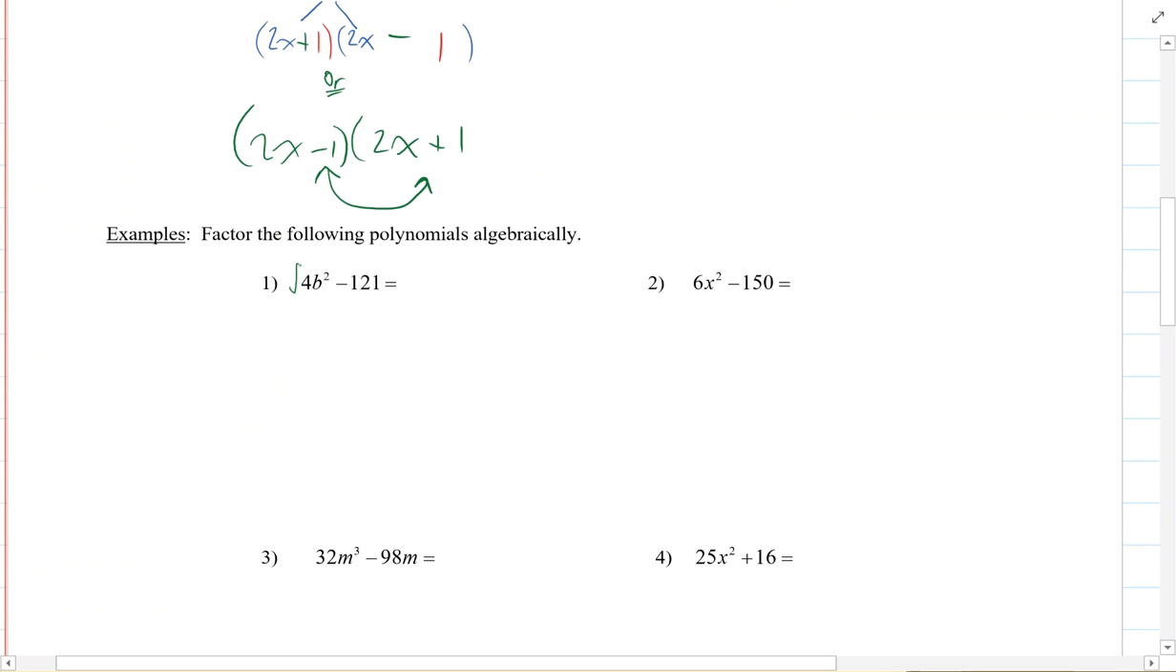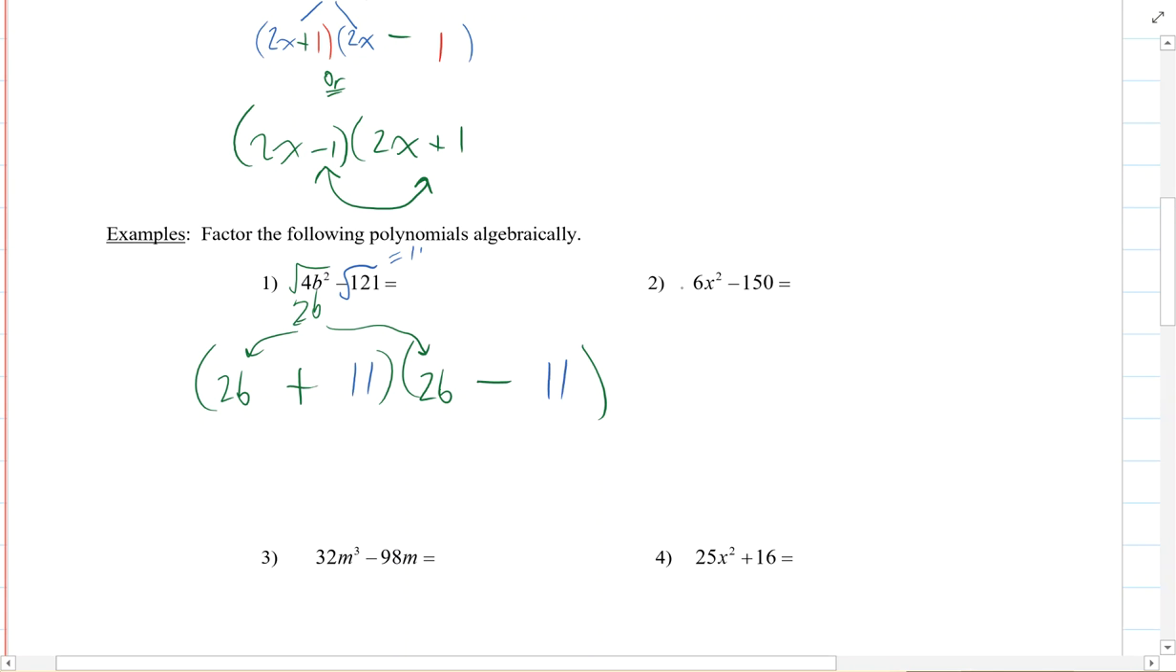So we're going to square root the first term. And so that answer is 2b. And so we get a 2b at the front of each set of brackets. And then we're going to factor the second one. What's the square root of 121? That equals 11. And so we get that at the back of the brackets. Last step is plus minus.